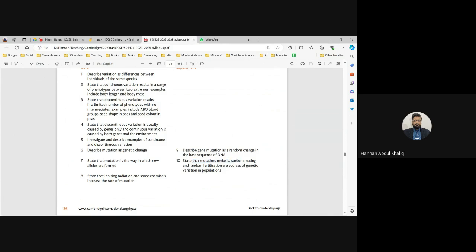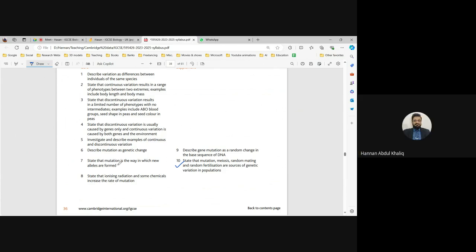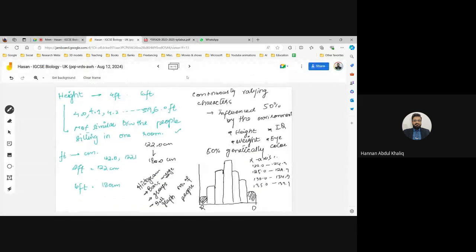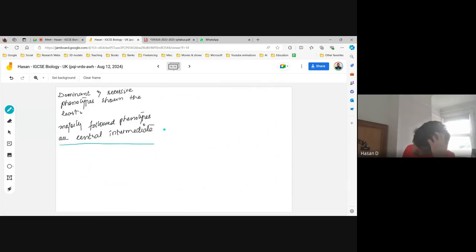And we have already discussed that mutation, meiosis, random mating, and random fertilization are sources of genetic variation. Please confirm this. Do you remember this one? Meiosis, mutation, random mating, random fertilization are sources of genetic variation. Yeah, okay. So the last thing that we need to discuss is why mutations occur. Did I discuss that with you? Mutagens? I don't think we've really talked about mutation as a whole.